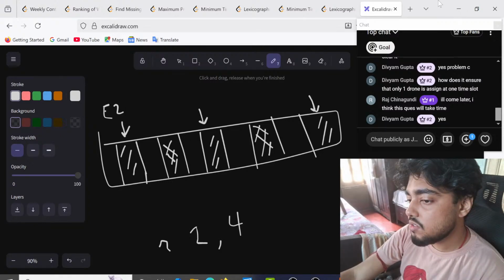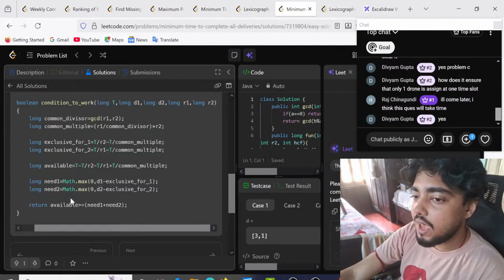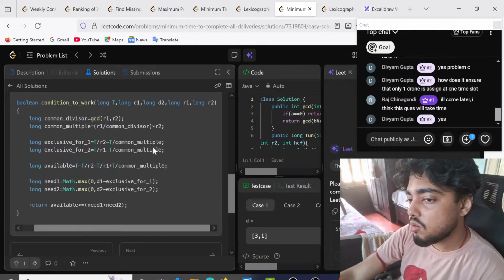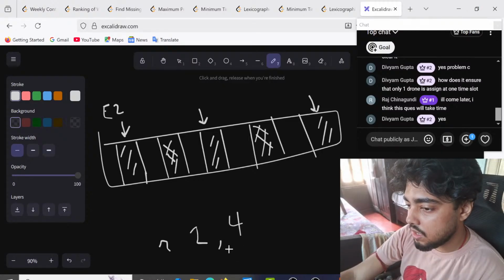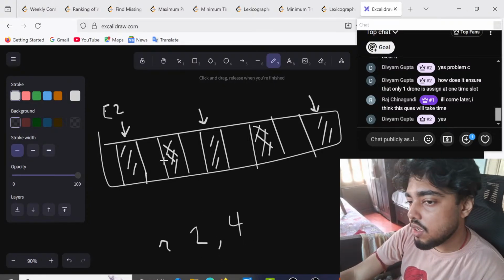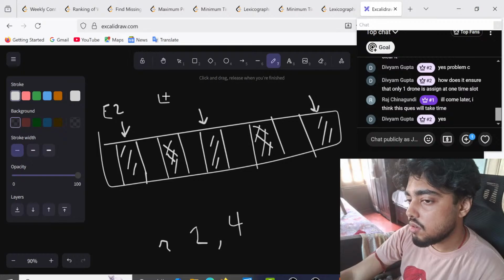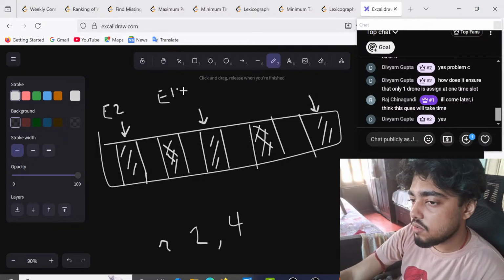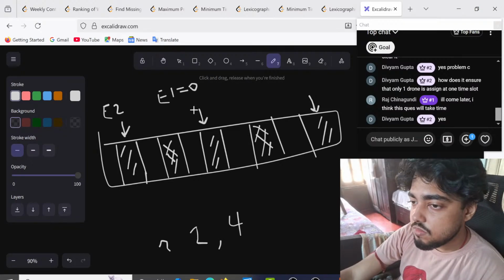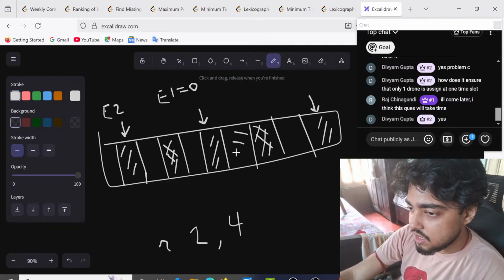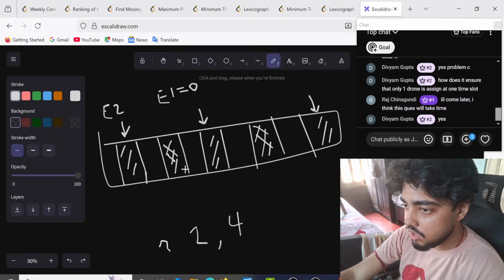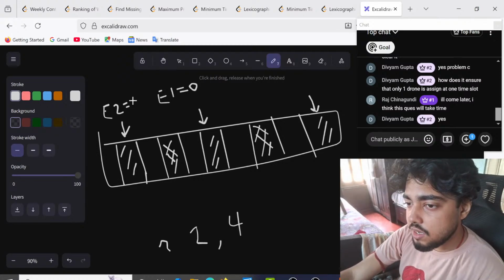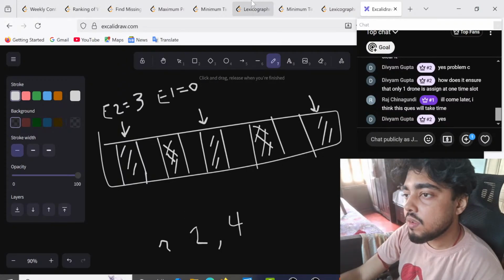What is exclusive for 1? It will be nothing actually, because T by R2 minus T by common multiple, and R2 and common multiple both are same. The LCM of 2 and 4 is 4, and this is also. So E1 is 0. Correct? E1 is 0. But if at any position there was something like this, and this was not there, then it would have contributed to E1. So E1 is 0 and E2 is 1, 2, 3. 3, right? Clear?